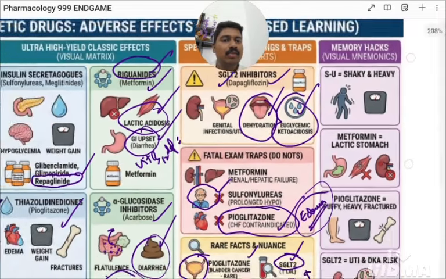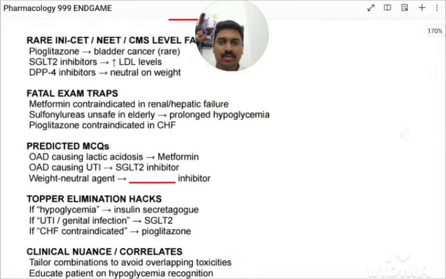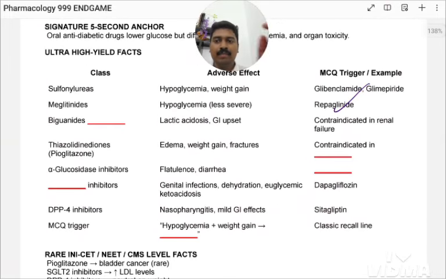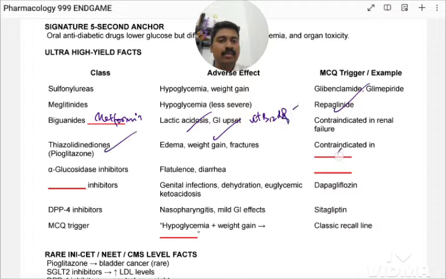Okay, so I think I have explained everything. We'll go through the questions quickly. So meglitinides, repaglinide is an example. Biguanides, okay, so which is the example? Metformin. Okay, metformin will cause lactic acidosis, GI upset, and vitamin B12 deficiency. Thiazolidinediones are contraindicated in CHF because they will cause edema.